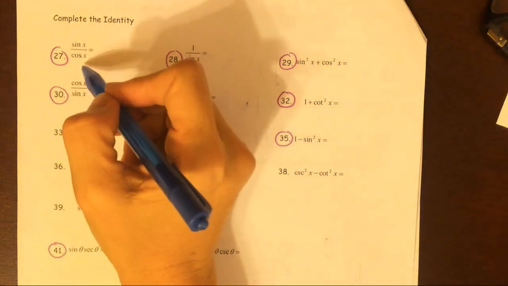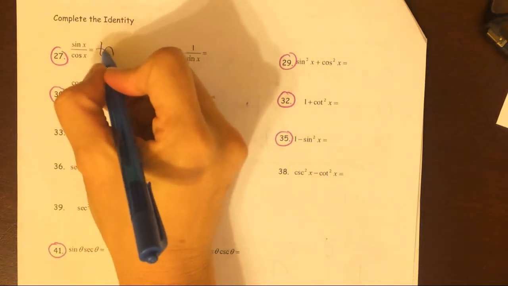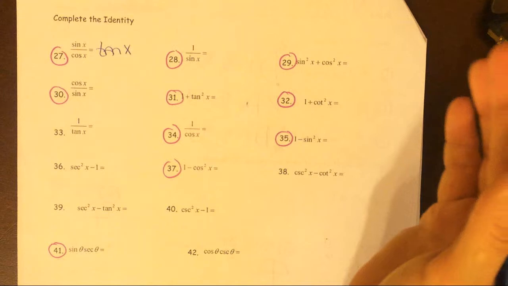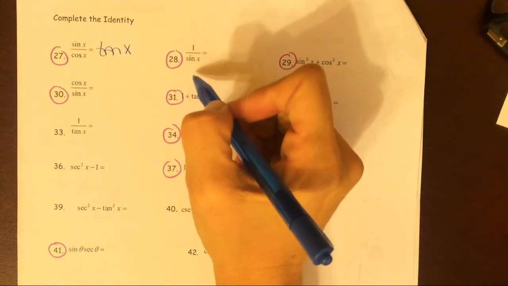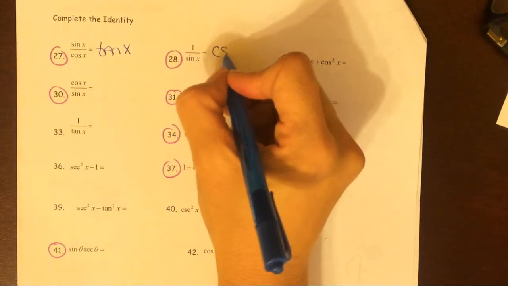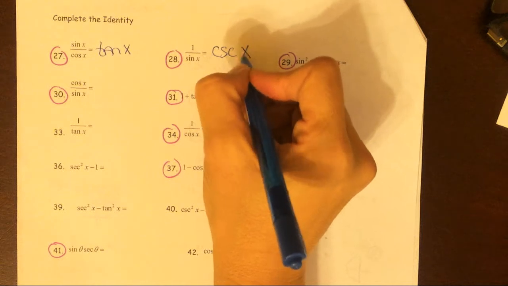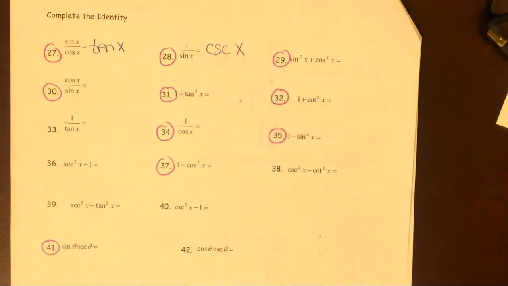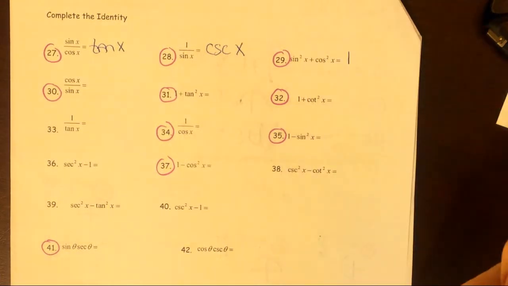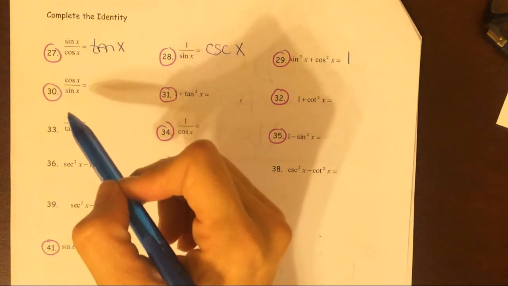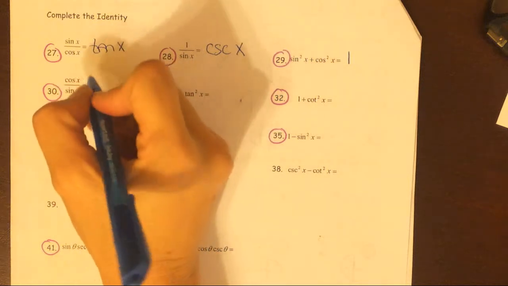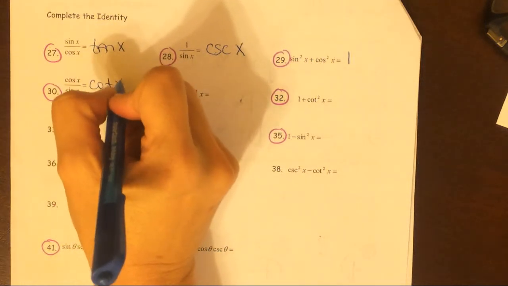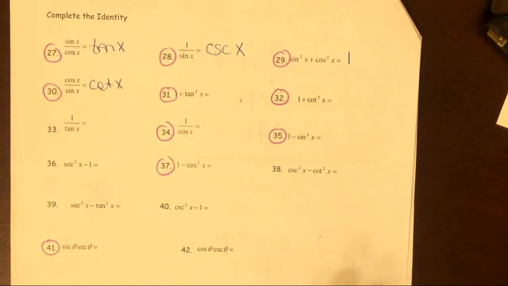So sine over cosine x, I already wrote that down. That's my tangent of x, or theta. 1 over sine, I also already have written down. That's cosecant. 29, it says sine squared plus cosine squared. Hey, that's my Phineas and Ferb. I know that equals 1. Cosine over sine, I have that written down already. That's cotangent.